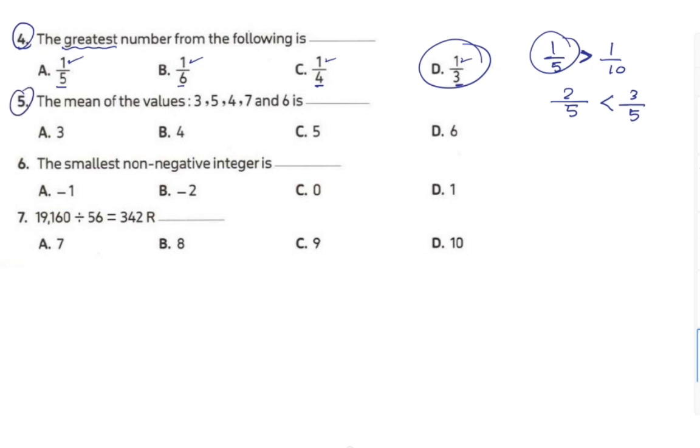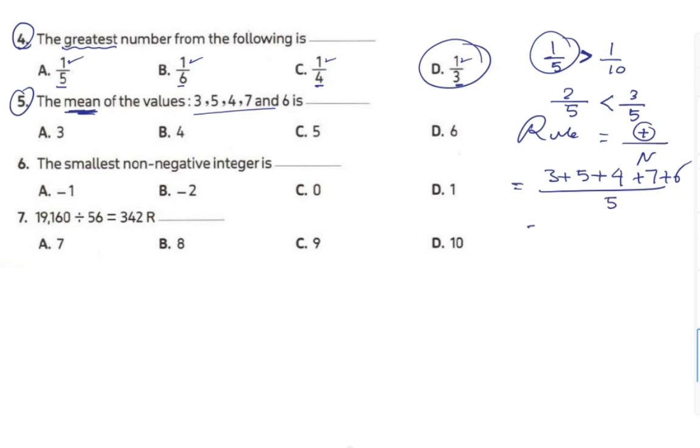Point number 5, the mean of the values 3, 5, 4, 7, and 6. Now, to find the mean of a group of values, use what? Use the rule. What's the rule? The rule says that you add all values and divide by the number of these values. So I will add all of these values. Add with me 3 plus 4 plus 5 plus 7, don't forget 6. Now divide by what? Divide by the number of values, 1, 2, 3, 4, 5.